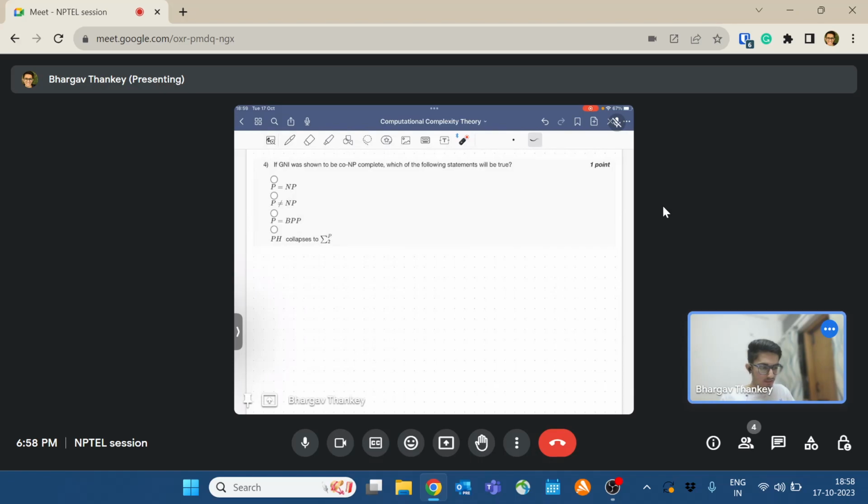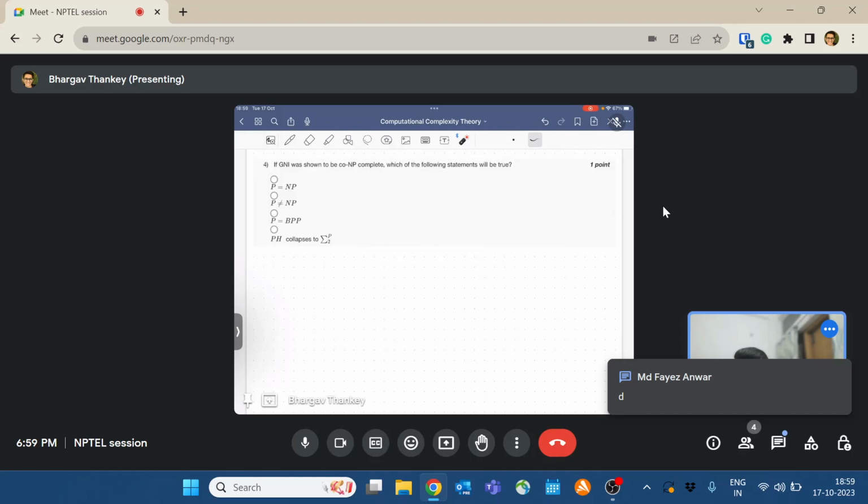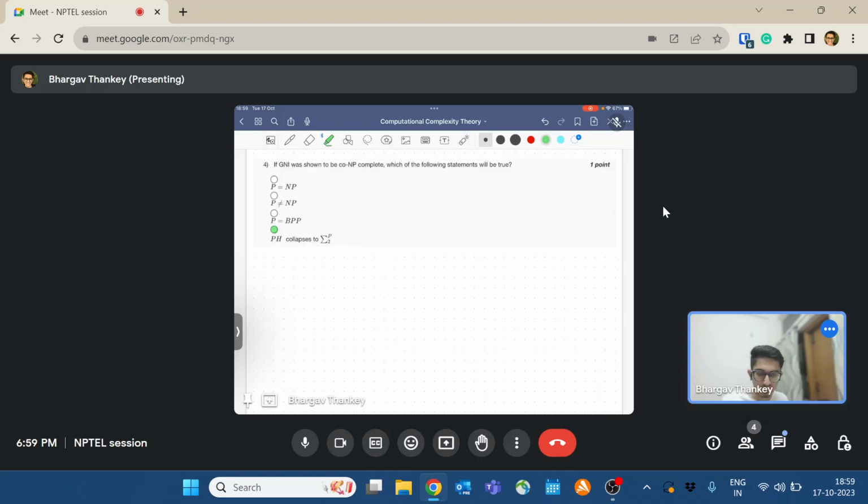Yes, the next problem is: if GNI was shown to be NP-complete, then which of the following statements will be true? P equals NP, P not equals NP, P equals BPP, and PH collapses to sigma 2. So which of these is correct? Yeah, so the answer is D. The proof of this is very long, so I won't do the entire proof, but I'll again give you a sketch of what steps go into proving it, how you can execute every step. So the sketch is this.